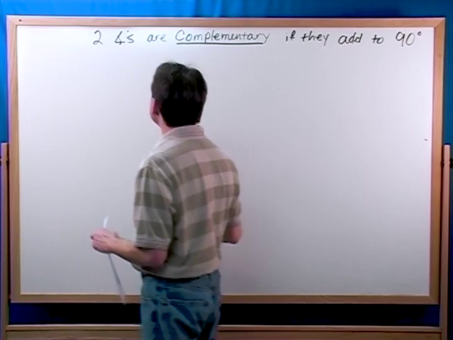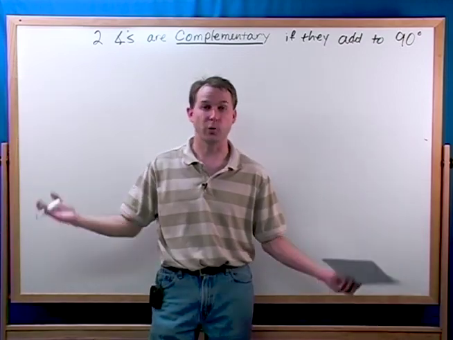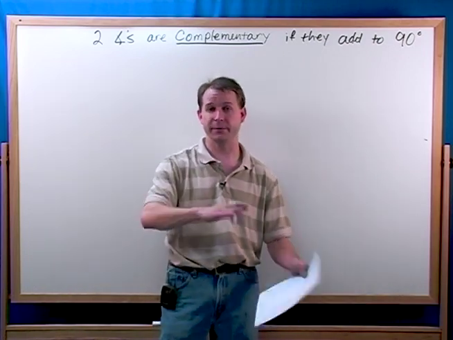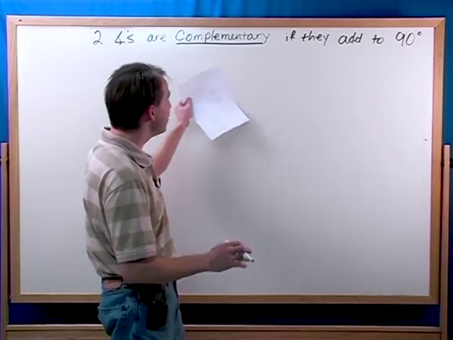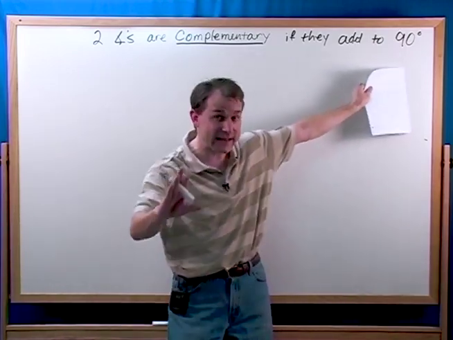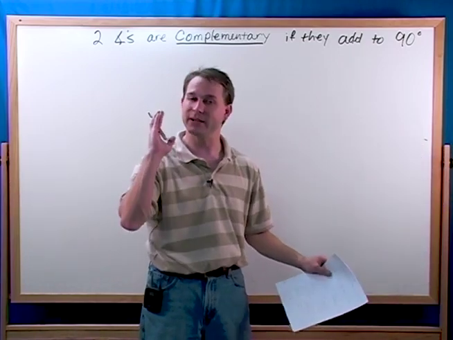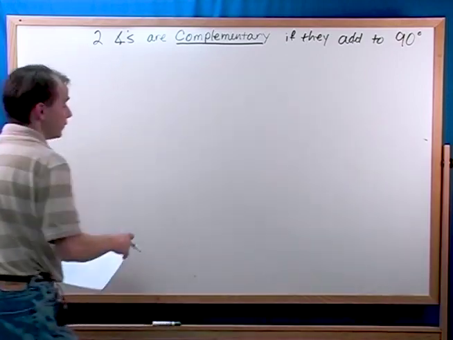That's all it means. So angle A and angle B. Angle A is 45 degrees. Angle B is 45 degrees. A plus B, 45 plus 45 equals 90 degrees. If they add up to exactly 90 degrees, not 91, not 97, not 84, but exactly 90 degrees, then we say that they are complementary angles.